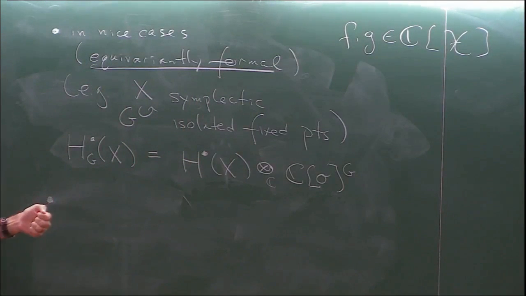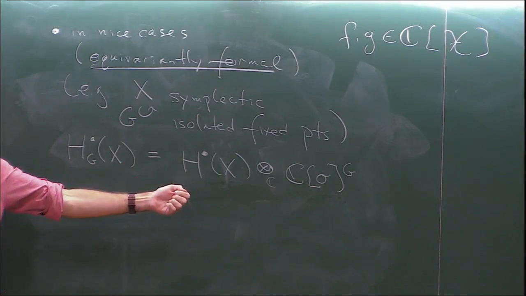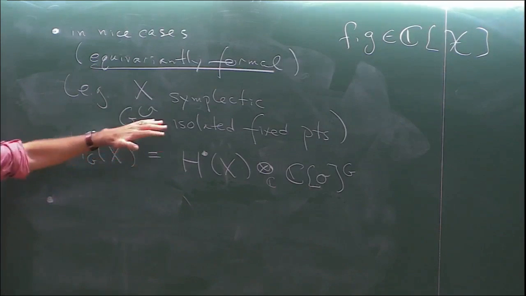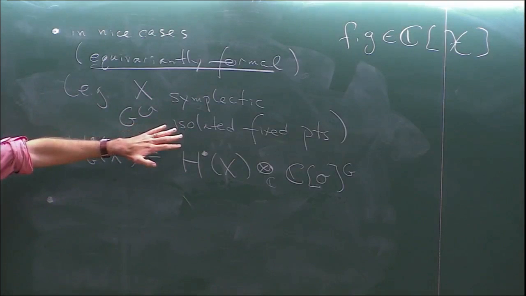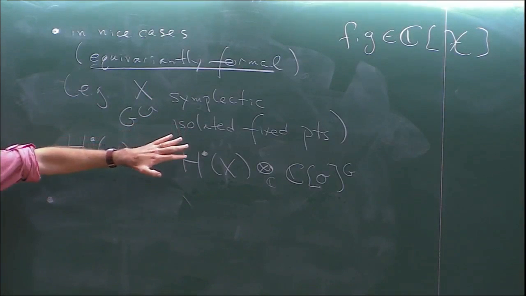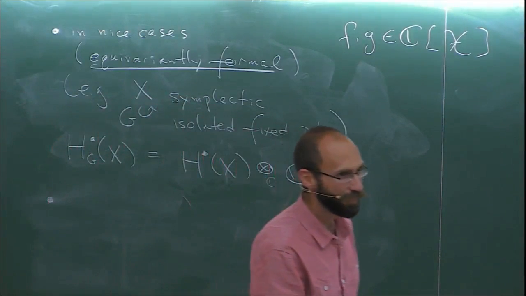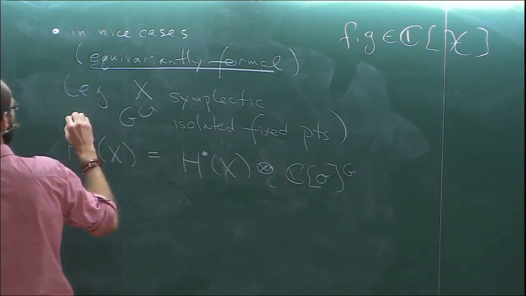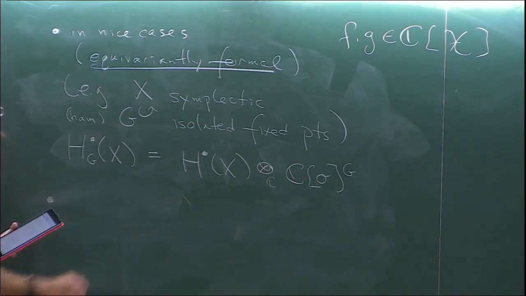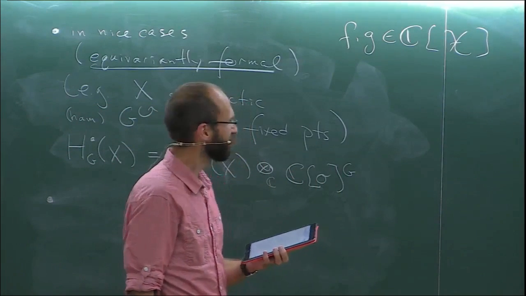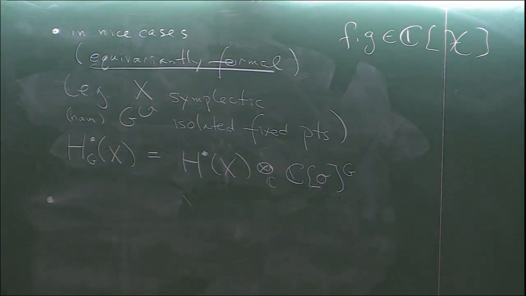So there are tons of spaces for which the equivariant cohomology looks really stupid. It looks like G is acting trivially. And there are many, many spaces with this property.